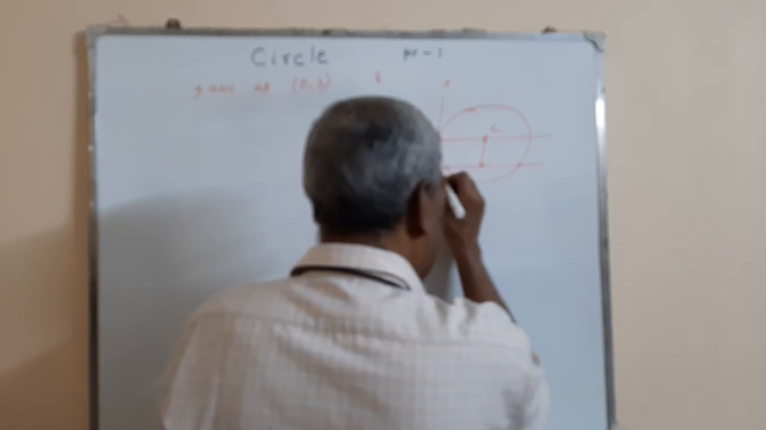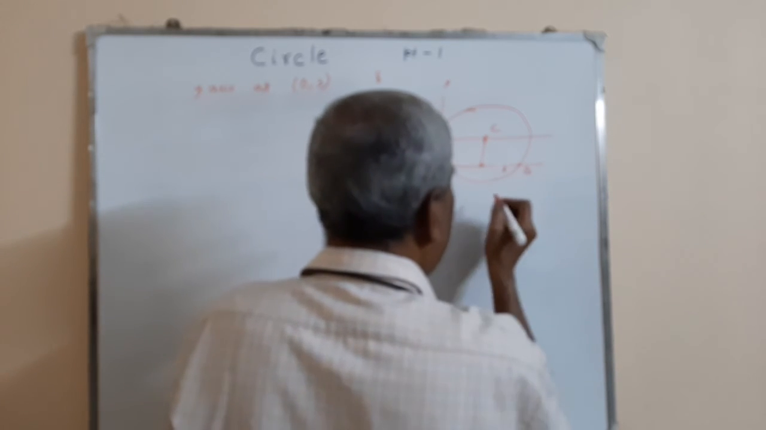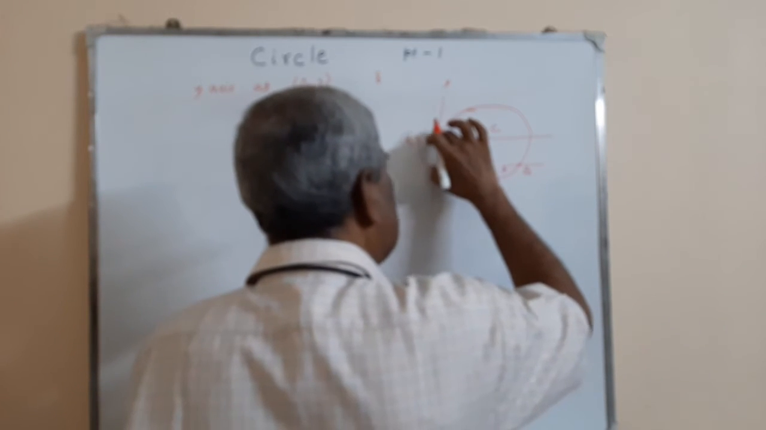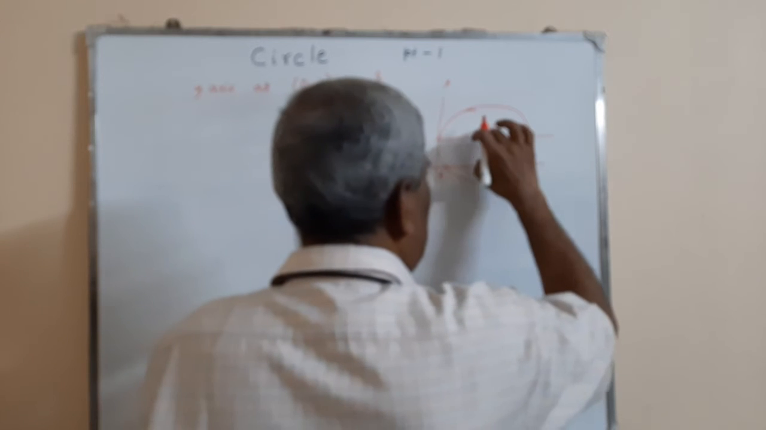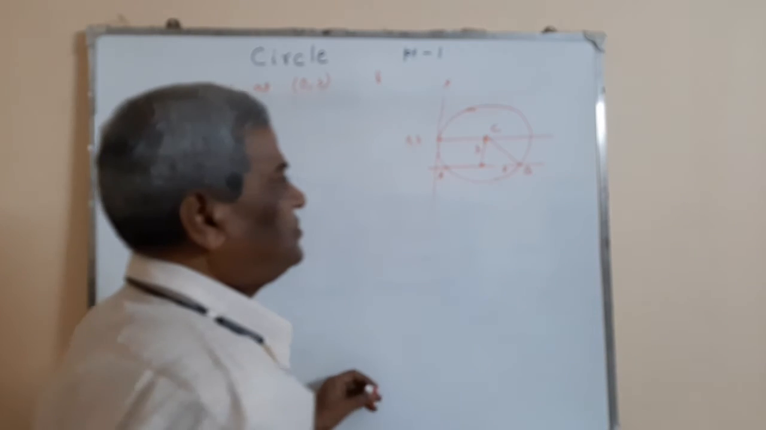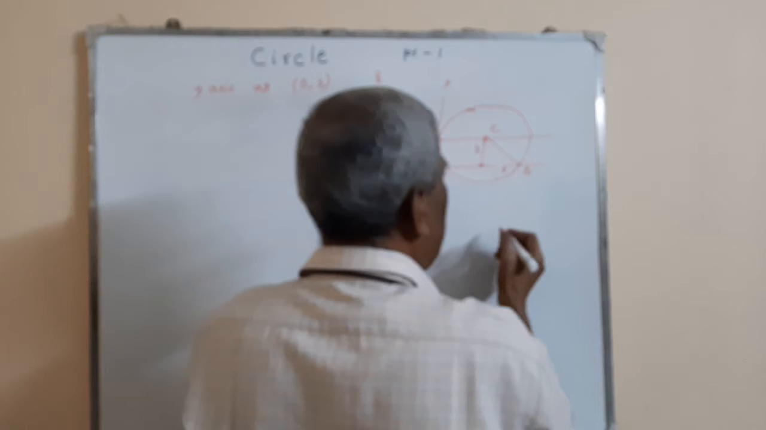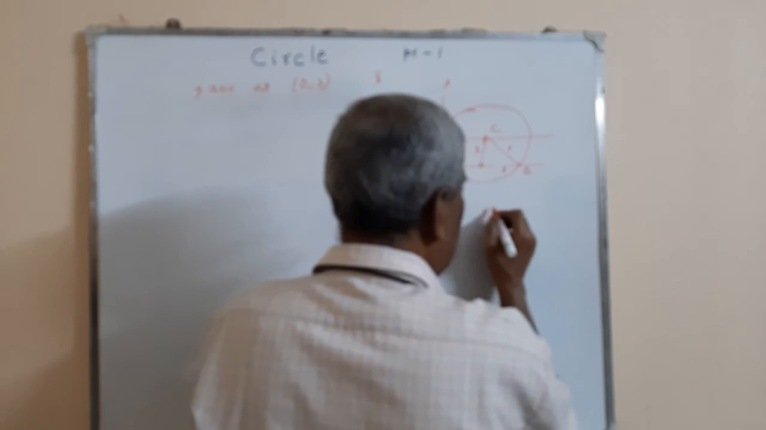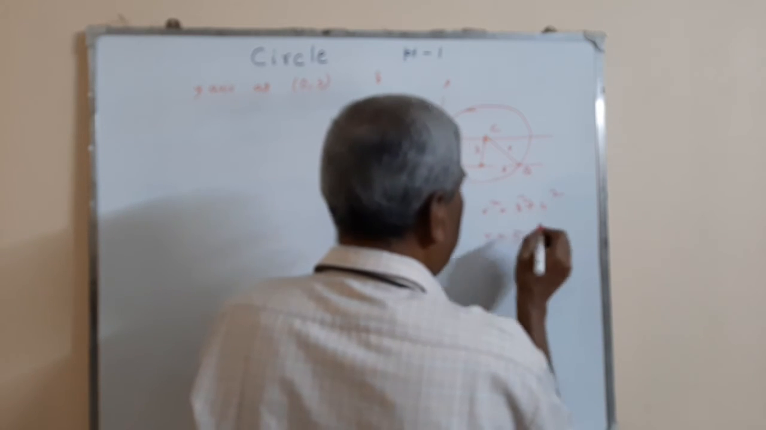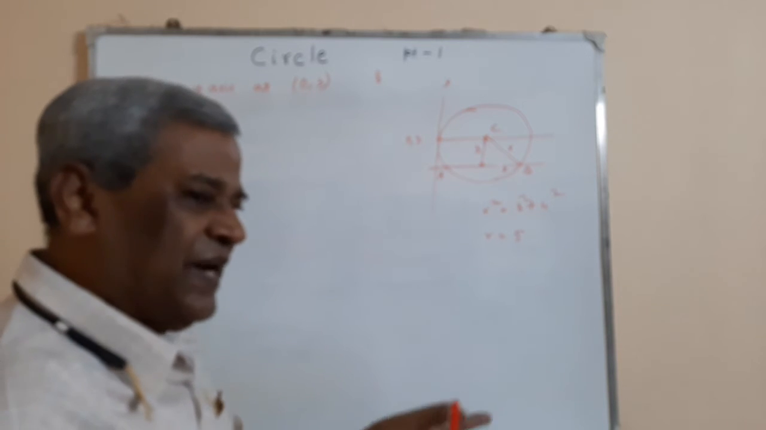So if the chord is AB, then this is 4, and this one is 3 units. Say the radius is CB. From the Pythagoras theorem, R square is equal to 3 square plus 4 square. So R is equal to 5. The radius is 5 units for that circle.